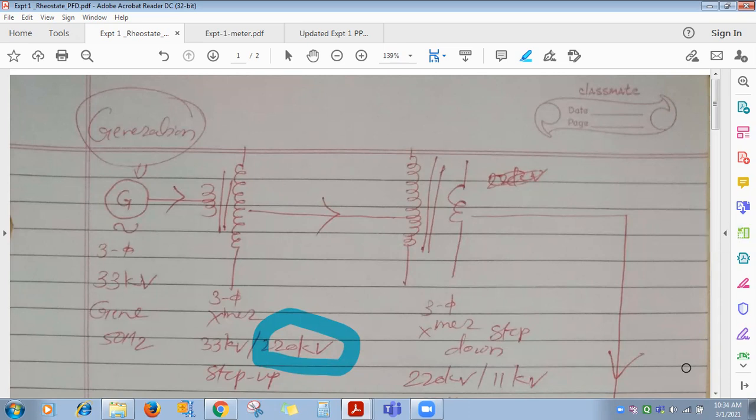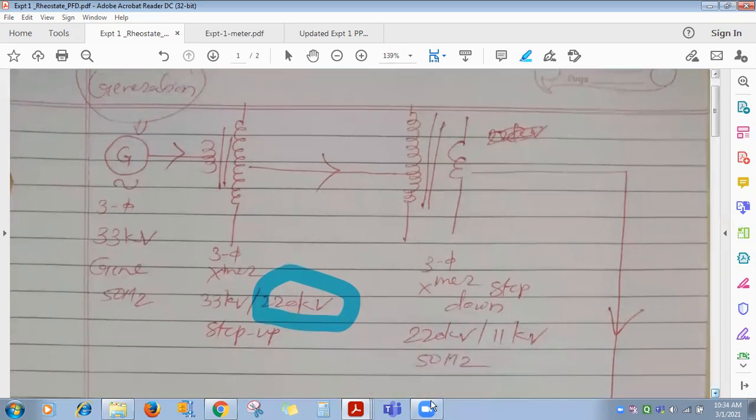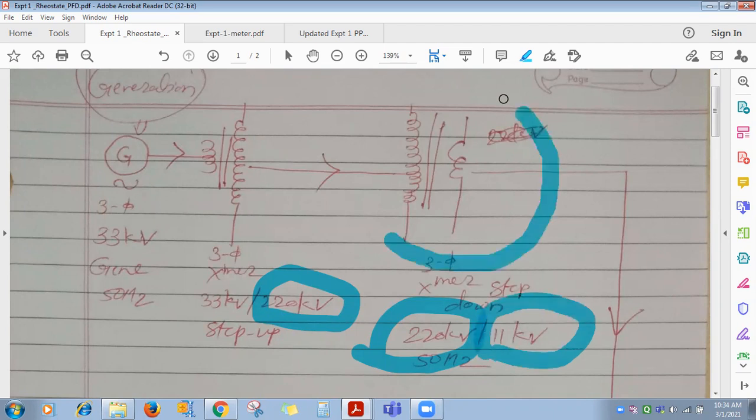Means this 220 kV, what do you have to do? Yes, we don't want 220 kV. We want only 220 volt. Means what you have to do? You have to step it down, to reduce it. Then what will you use to step down the voltage? Step down transformer. Correct.